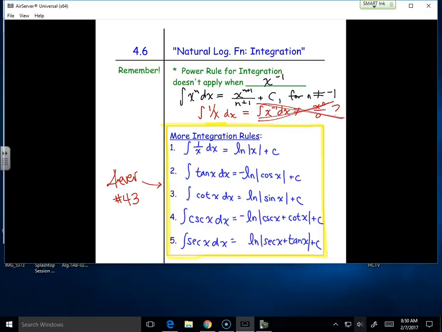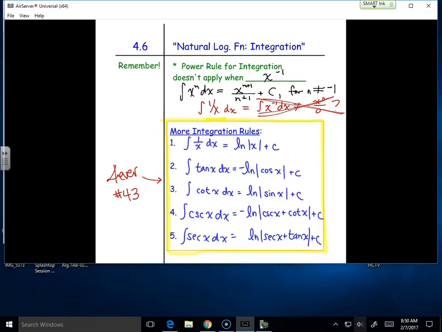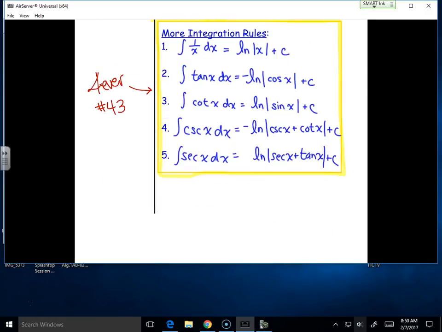Can I do an example? I'll do an example down here. How about that? Is that better? Example, I'll sneak them in at the bottom. What if I was to ask you to integrate sine over cosine? Oh, no big deal. Integral of tangent.